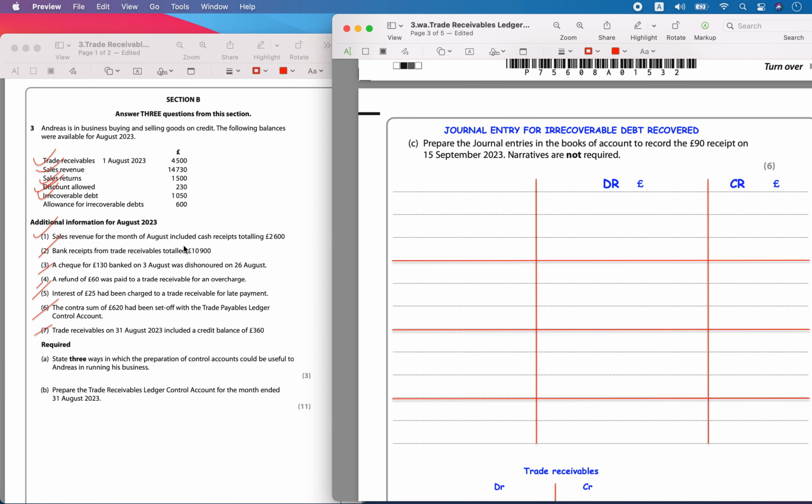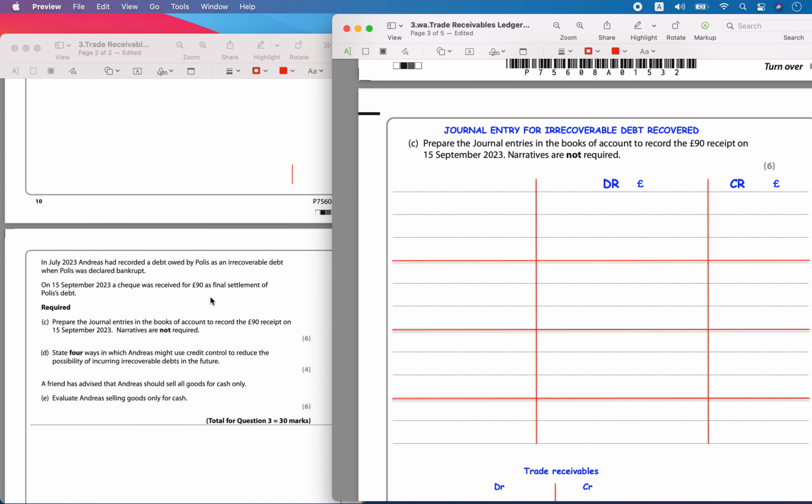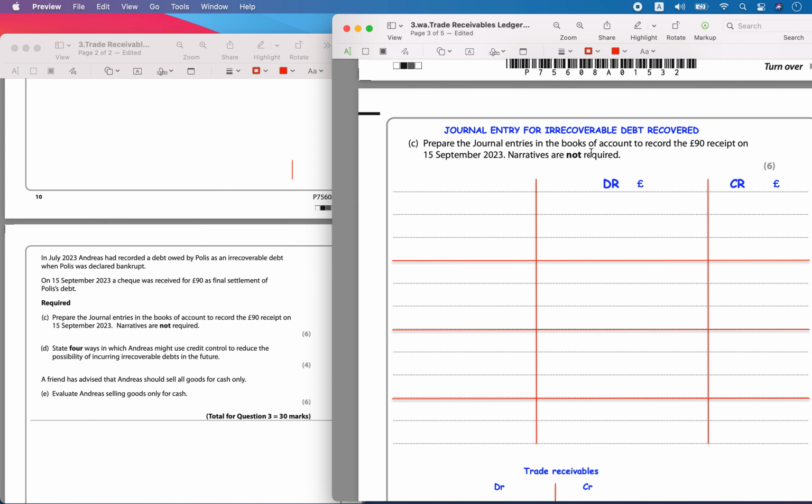Hello, today we are solving October 2023 paper question number 3 part C. Prepare the journal entries in the books of accounts to record the £90 receipt on 15 September 2023.